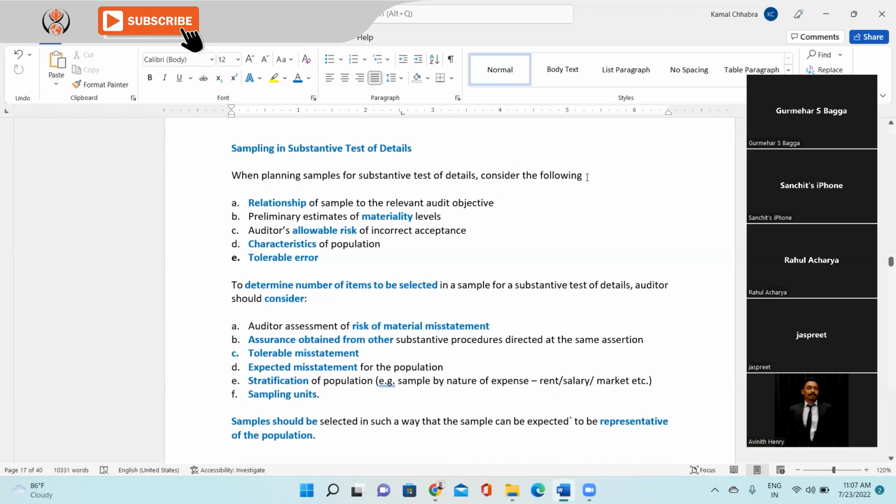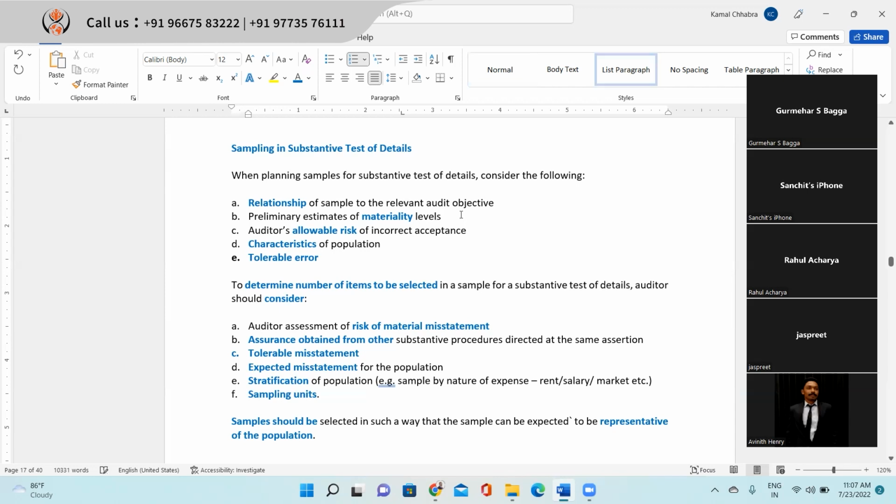When planning sample for substantive test of detail, consider the following. First is the relationship of sample to the relevant audit objective. Second is primary estimate of materiality level, which is your overall materiality, performance materiality, and tolerable error, right? Or you can mention here that is OM, PM, and TE, right? Auditor allowable risk of incorrect acceptance, which is like the auditor risk you have identified, characteristics of population, and tolerable error.